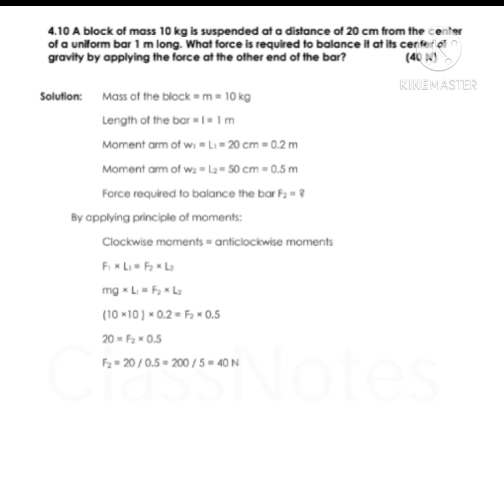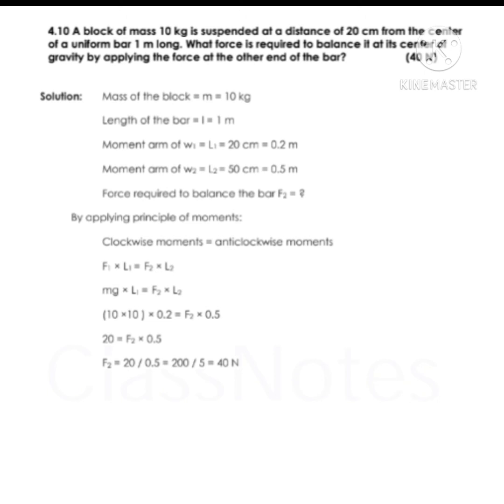Moment arm of weight 1, that is L1, equals 20 centimeter. By converting this into meter we have 0.2 meter, and moment arm of force 2, that is L2, equals 50 centimeter, that is by converting to meter we have 0.5 meter. Force required to balance the bar, F2 equals question mark, which we want to calculate.